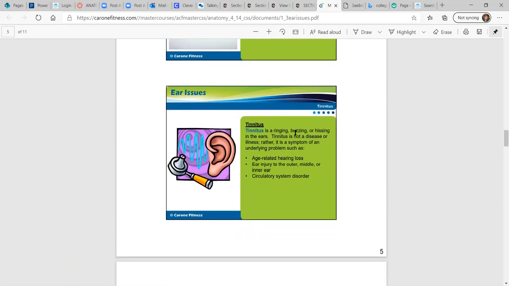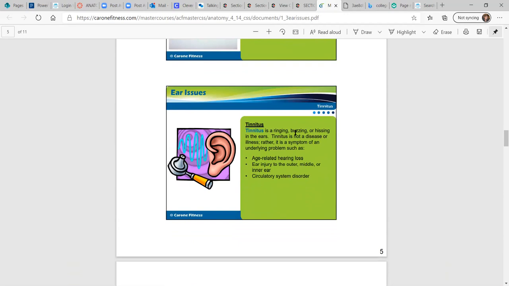All right, so that was ear infections. The next issue is tinnitus. And that is a ringing, buzzing, hissing, all that annoying sound that can happen with your ear. It's not a disease or an illness. It's just a symptom of an underlying problem.